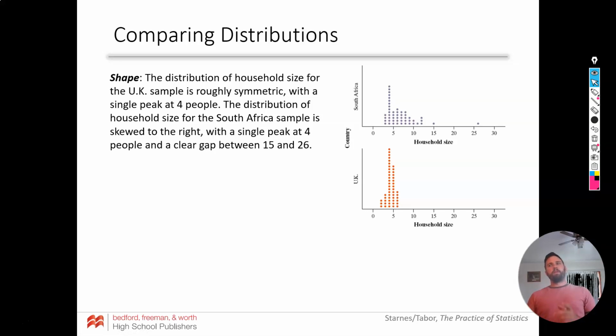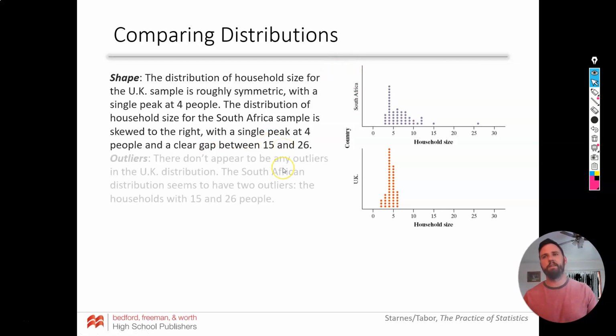So when I look at this, I would say the UK sample size is roughly symmetric with a single peak at 4. The distribution in South Africa is skewed to the right with a single peak at 4. And most people are in the gap of 15 and 16, or in a clear gap between 15 and 26.